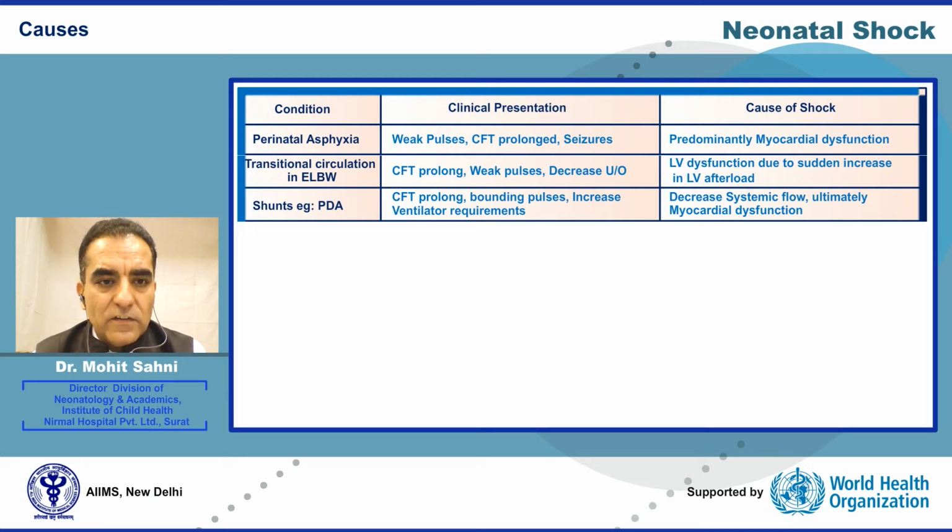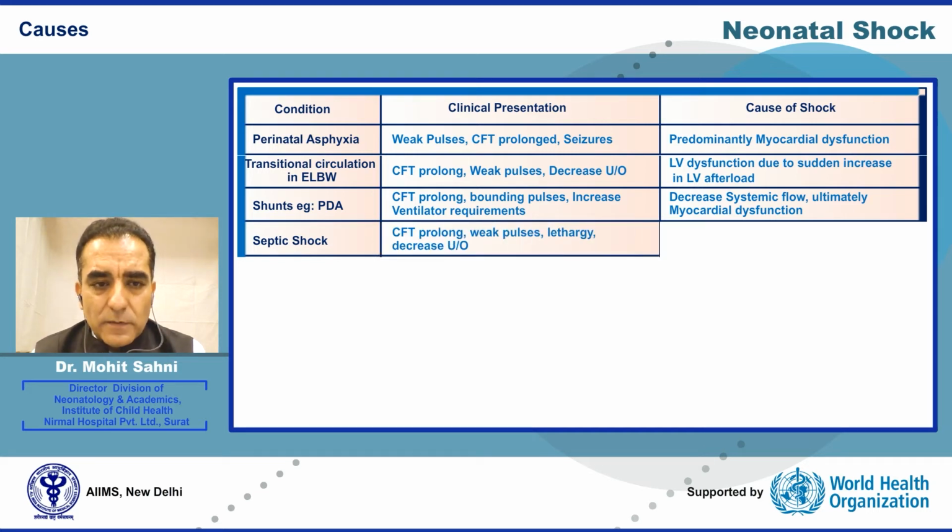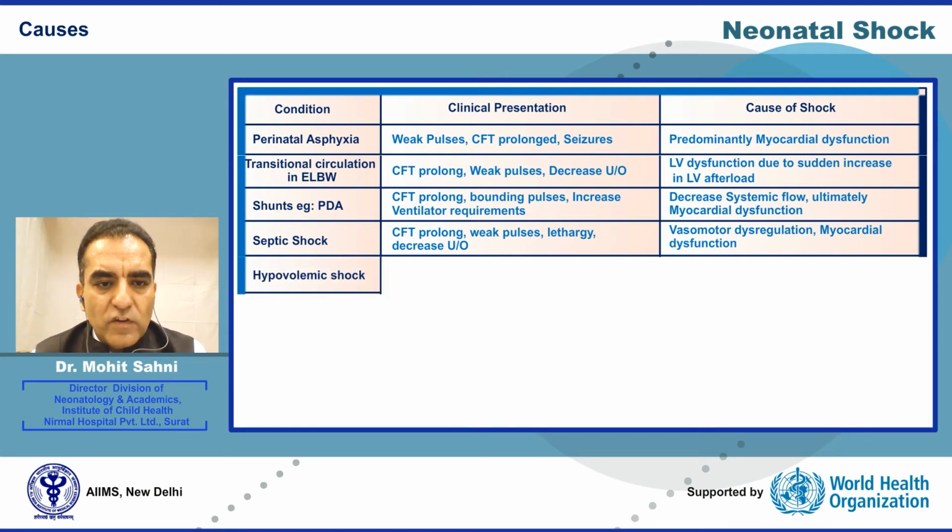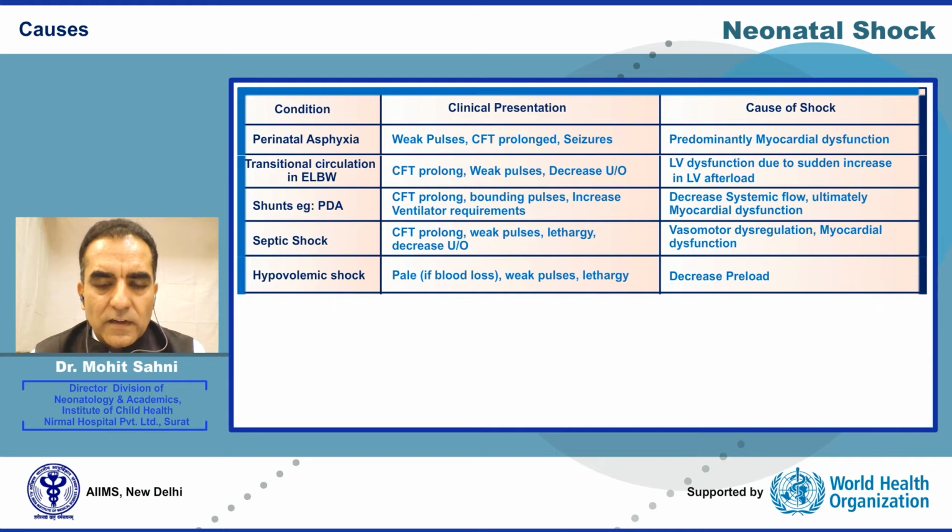If a baby presents with sepsis and shock, then in the history you will get lethargy, activity will be decreased, urine output will be less, and we know it is a kind of mixed shock. So myocardial dysfunction and vasomotor dysregulation is the main cause of shock. In hypovolemia, if it is because of excessive blood loss, the babies will be pale, and the main issue is decreased preload.